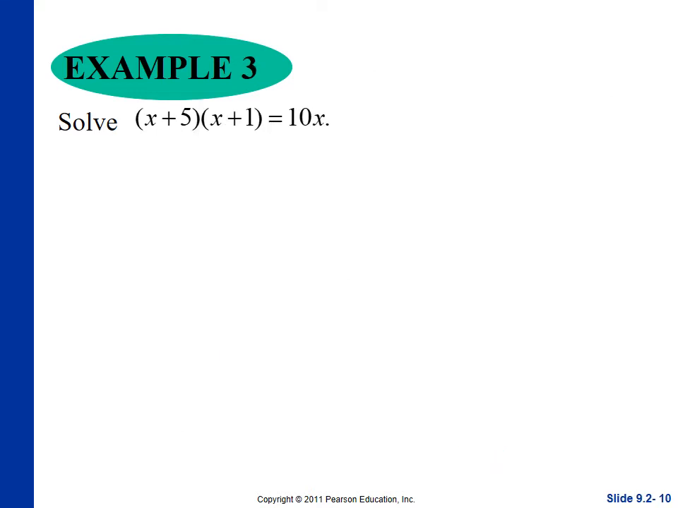All right. Now we've got it factored out. x plus 5 times x plus 1 equals 10x. So we're going to have to go ahead and FOIL that. x squared plus 6x plus 5 equals 10x. We're going to subtract 10x from each side, and we're going to end up with x squared minus 4x plus 5 equals 0.